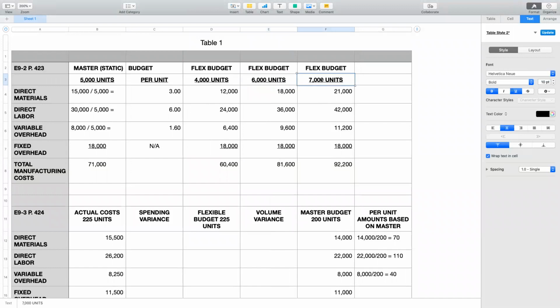What about to make 7,000? 7,000 times 3, 21,000. 7,000 times 6, 42,000. 7,000 times $1.60, $11,200, plus the $18,000, $92,200 in total. Right, so that's exercise 9-2. And the key was to figure out the per unit amounts, because those are the amounts that you have to multiply by the different levels of production. Right, so that's a flexible budget, how it works.